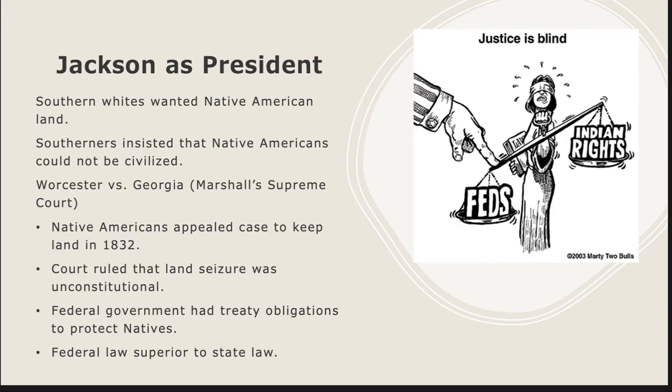Now, this is a case that boils down to the Supremacy Clause. Federal treaties with the Native Americans are supposed to be superior or above the states who are trying to take their land. So the Native Americans have a case here. And remember, Marshall favored the federal law. So Marshall is going to side with the Native Americans, stating that yes, the federal treaties are superior to the states, and the states cannot take the Native American land.